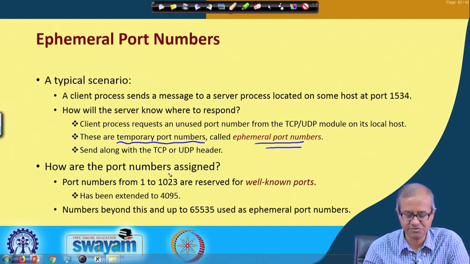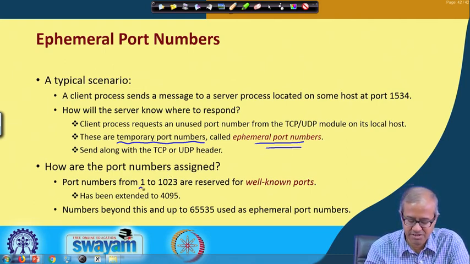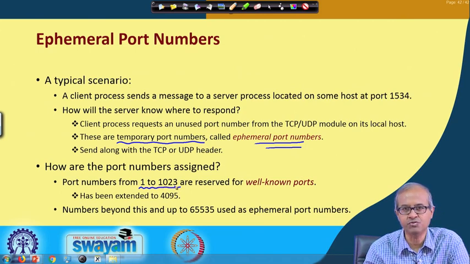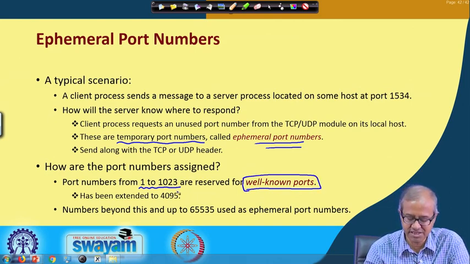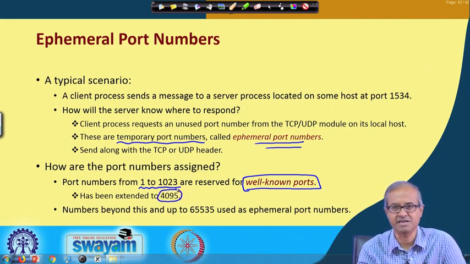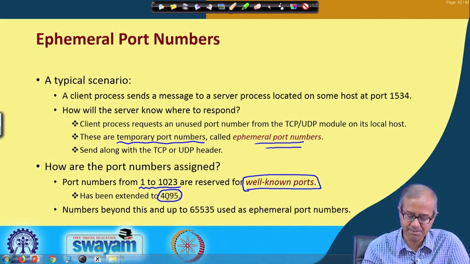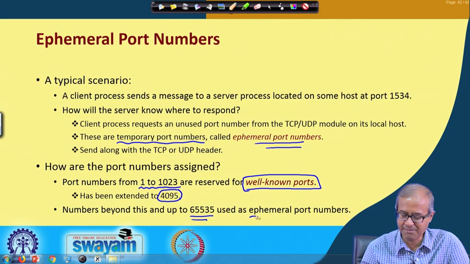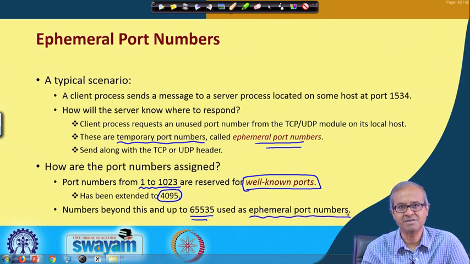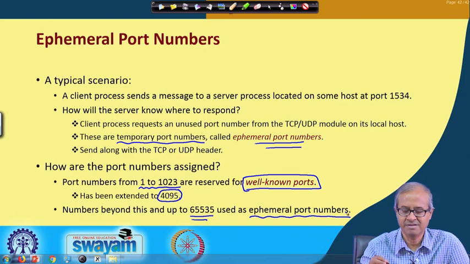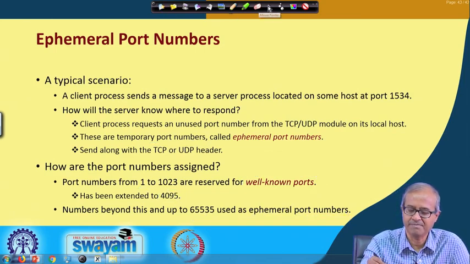Now, there are some conventions which are followed. Port numbers from 1 up to 1023 are reserved for the well known ports, but recently this has been extended up to 4095 as the number of well known services is increasing. Numbers beyond 4095, up to the maximum, can be used as the temporary port numbers, the ephemeral port numbers.